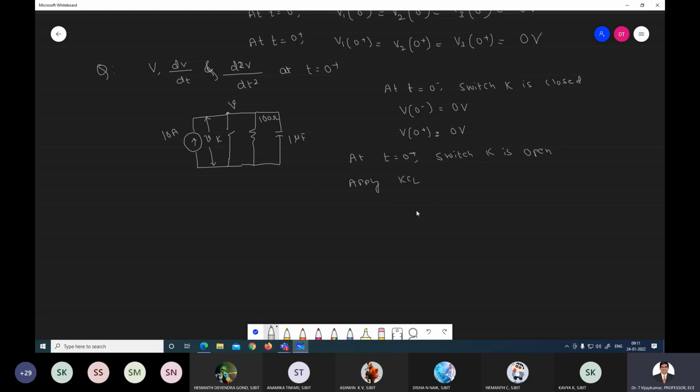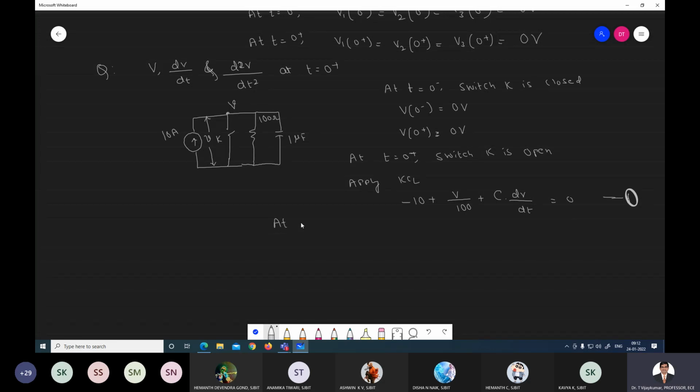Now apply the KCL. Current entering is minus 10 plus V by 100 plus what is the current and voltage relationship for the capacitor? What is I? I is equal to C into dV by dt. That is equal to 0. Call this equation 1.